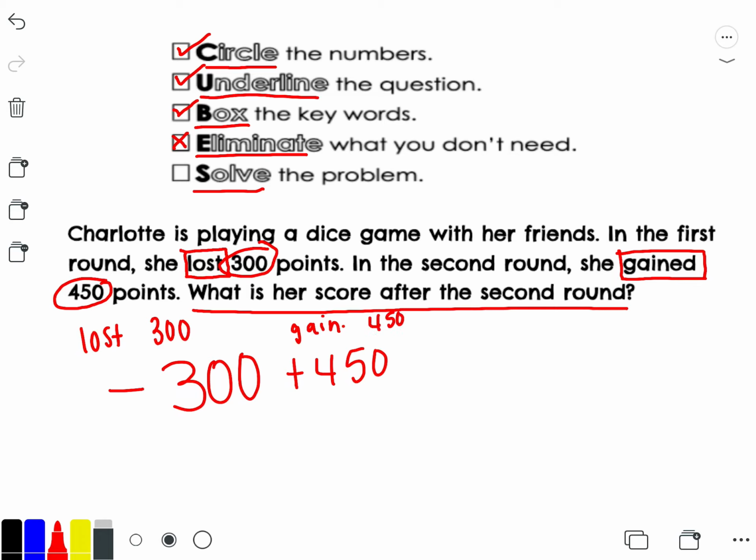So now we can go ahead and actually solve the problem. So we have our equation written out. Our equation is negative 300 plus 450. Now let's go back and think about adding integer rules. So same signs, add and keep. They do not have the same signs, but different signs you can subtract. So that means off to the side, we're going to subtract 450 minus 300.